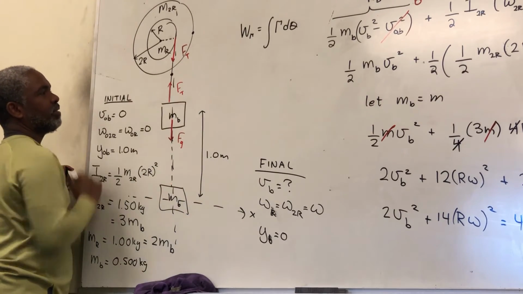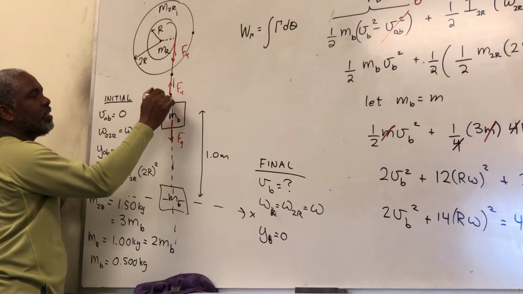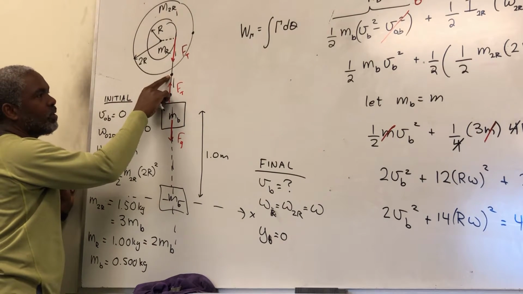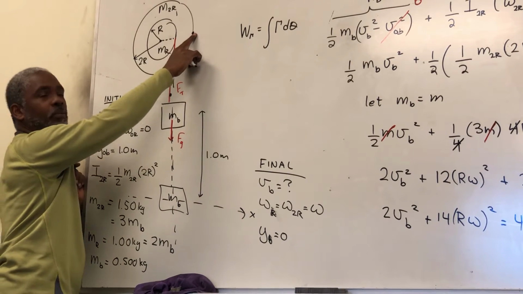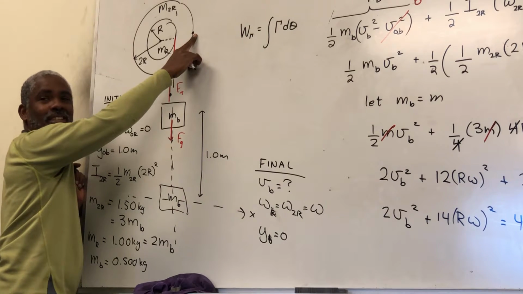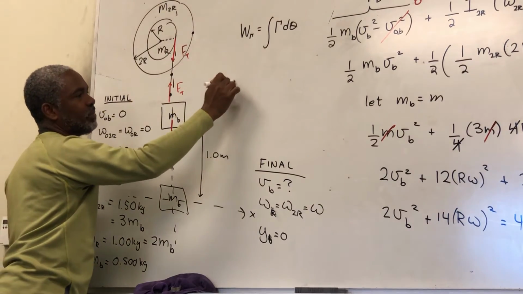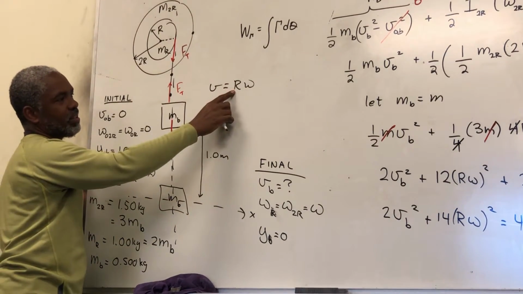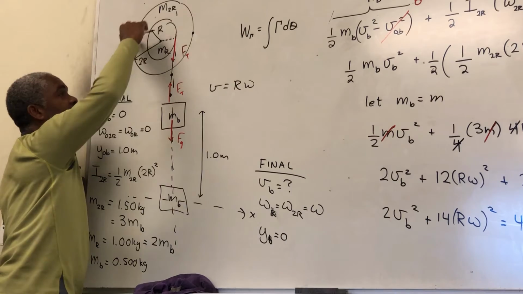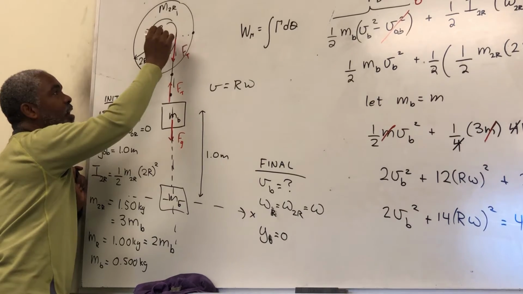Here's a point on the string. What can you say about the speed of this point on the string with the speed of this point on the string? They're the same. What can you say about the speed of this point on the string and the speed of this point on the outer hoop? They're not the same. Why aren't they the same? V equals R omega. So even though they might have the same omega, they have different radii. So we can't say that V corresponds to the outer disk because V depends on radius.